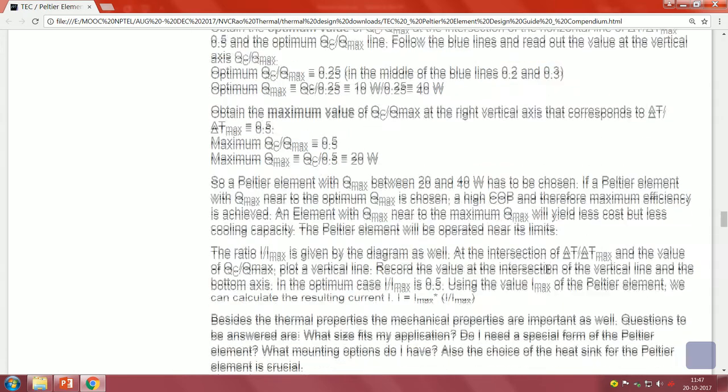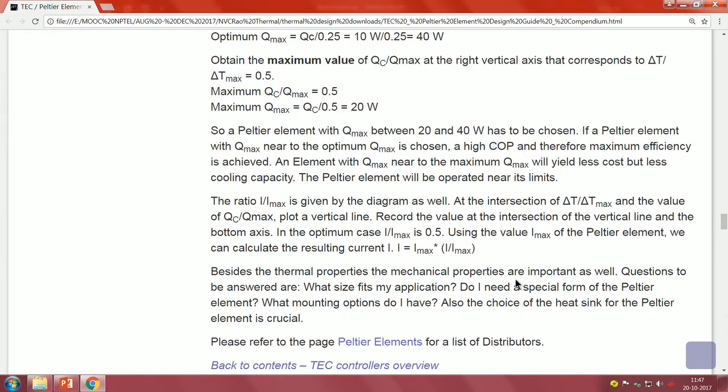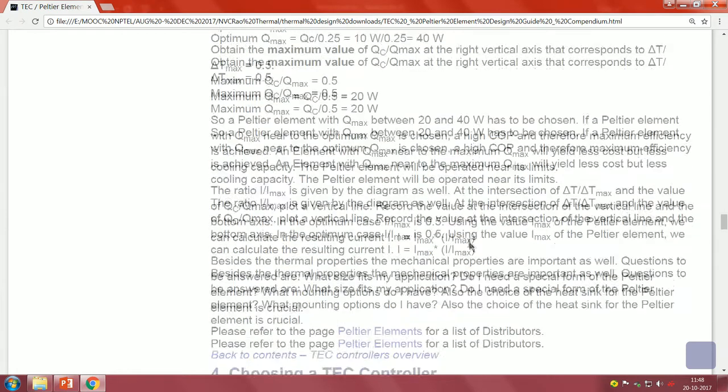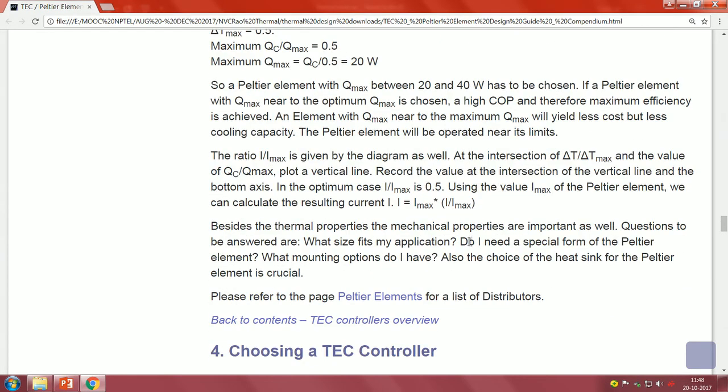So, the reason why I would prefer to choose this 40 watts is, at the intersection, plot a vertical line, and record the value at the intersection of the vertical line and the bottom axis. The optimum is 0.5. Using the value I max of the peltier element, we can calculate the resulting current. Besides, the thermal and mechanical properties are also important. So, having decided these, I suggest you go over this, take the 40 watts option. So, we end up with a good starting value for these things.